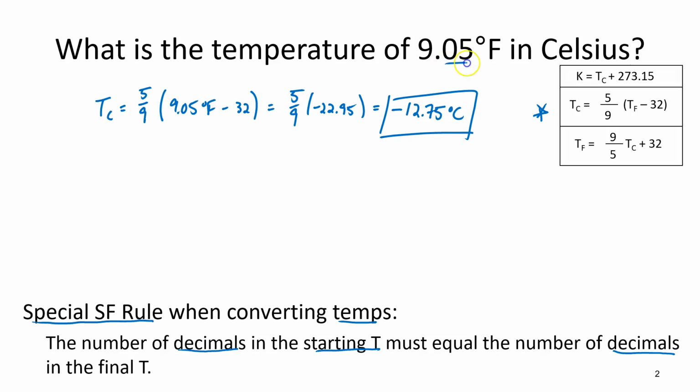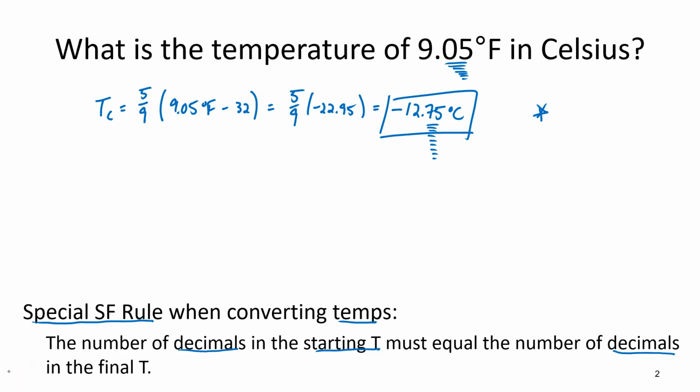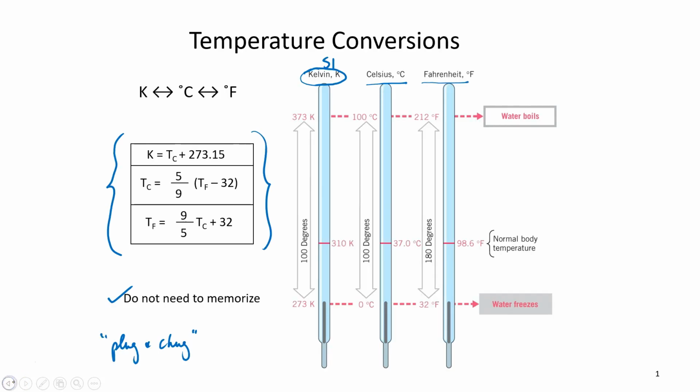I had 2 decimal places in the starting temp. I've got 2 decimal places in the final temp, and I included units. So is it surprising that we got a negative temperature? I don't think so. If we go back to the previous slide, 9 degrees Fahrenheit is right around here, or let's say, I would expect a negative temperature there.